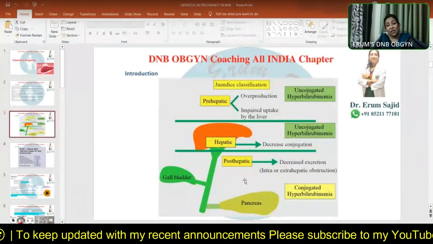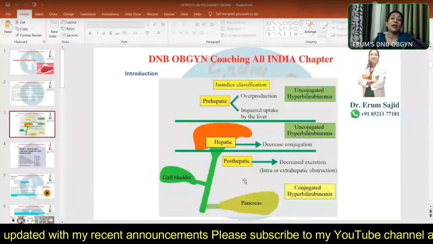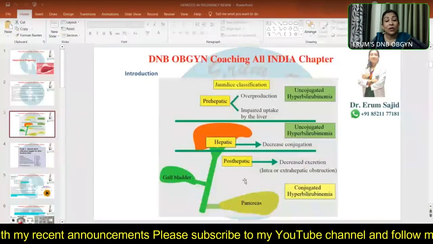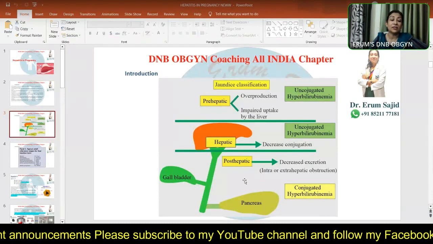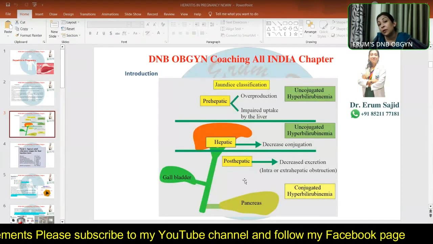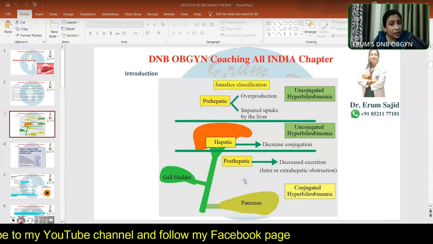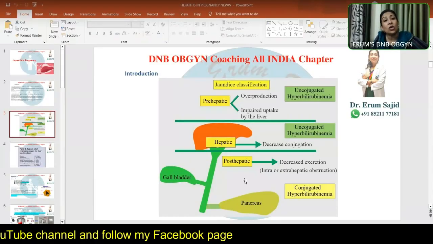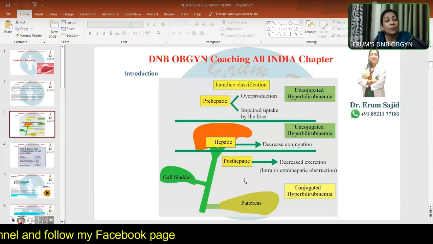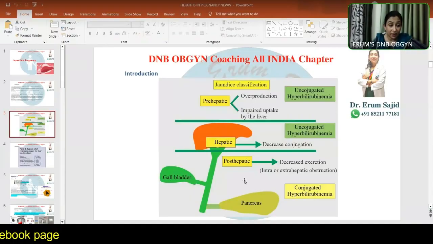So when you're seeing the report and the bilirubin is high, the next question is always, what are you looking for in hepatitis? Is it the unconjugated bilirubin or the conjugated bilirubin? So obviously the liver is not functioning. How can it be conjugated then? It is always the unconjugated bilirubin which is high in pregnancy, in case of hepatitis. Okay, that funda should be clear, number one.